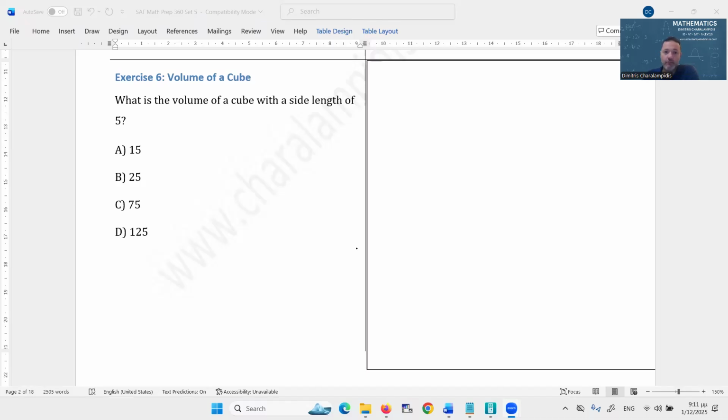Exercise 6. Volume of a cube. What is the volume of a cube with a side length of 5? In College Board, some formulas will be given.